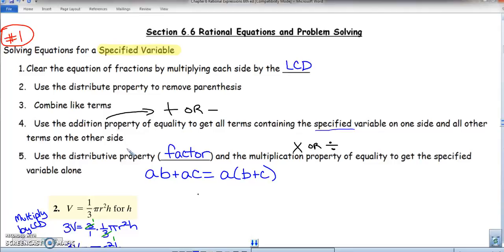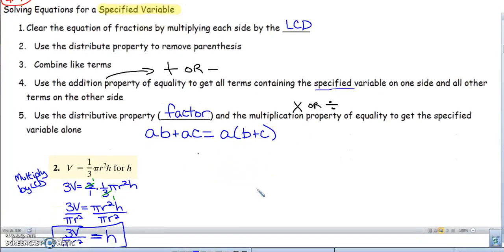Finally, step number 5 is usually when we use the multiplication property to either multiply or divide whatever is necessary to isolate the variable. And we will do that. However, also keep in mind that we might use the distributive property in reverse. In other words, we might factor out the specific variable we're looking for and then follow up by dividing both sides by what is attached to it so that we can isolate it.